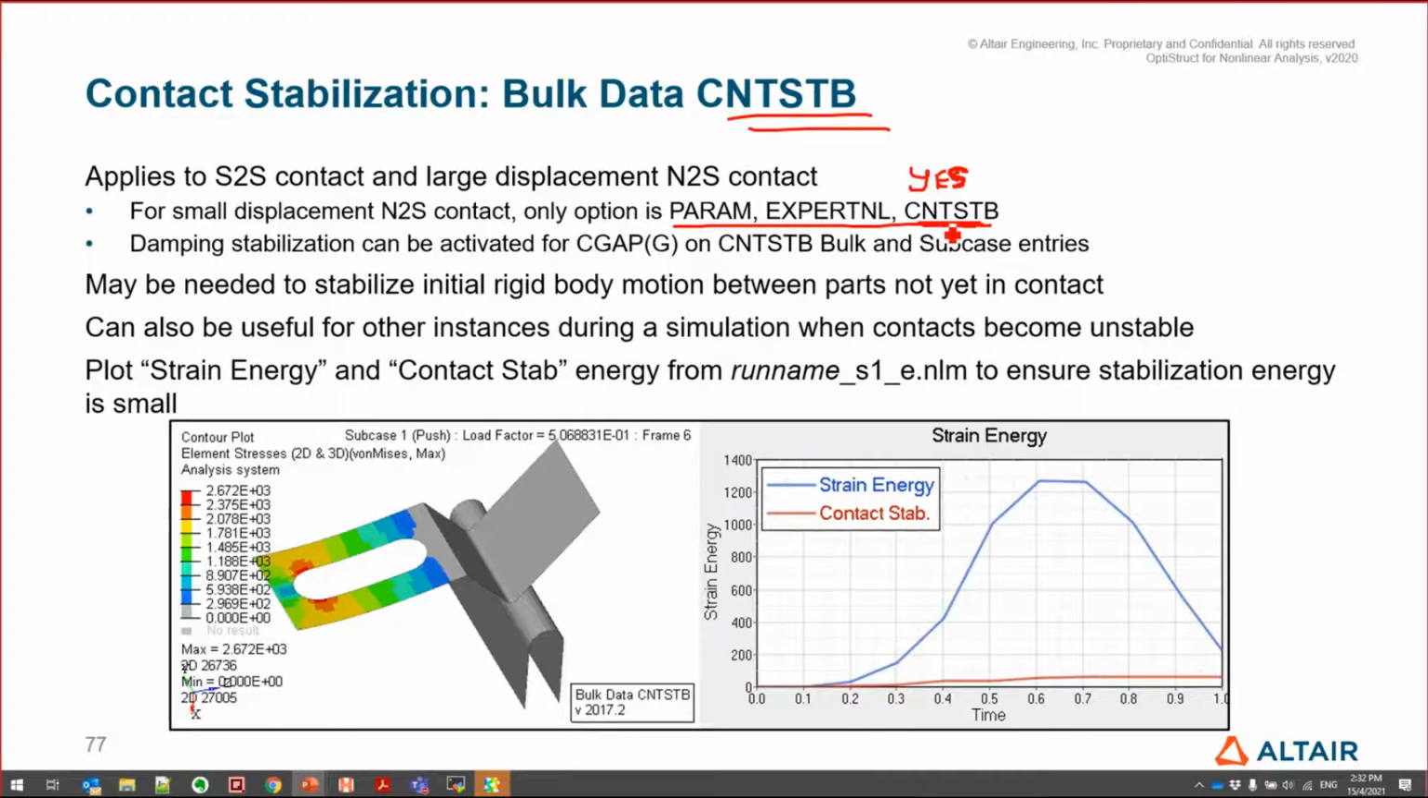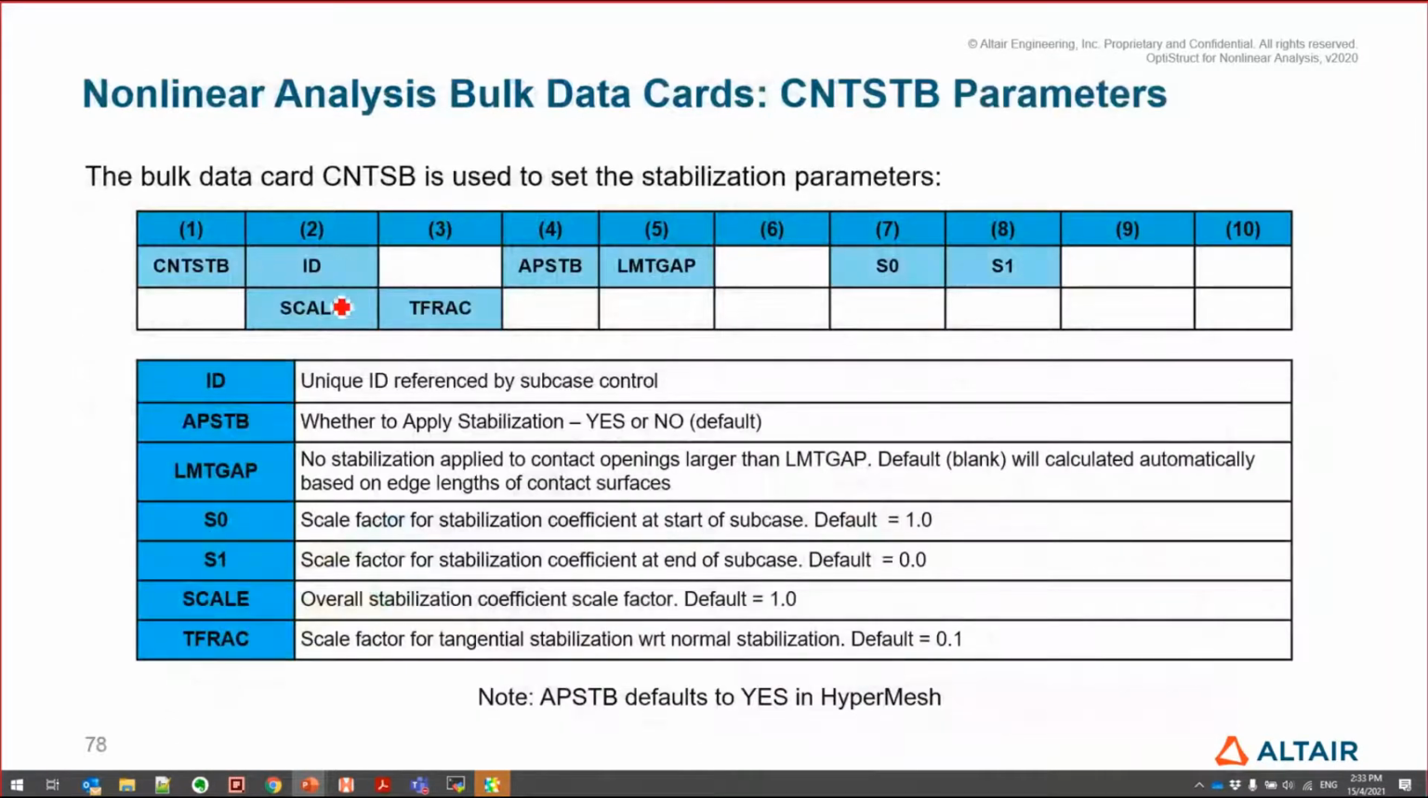Once you have this contact stabilization energy turned on, it will print out the energy that's introduced in this file here, e.nrm, and of course later on you can use the session file to plot it, so you get to see something like this, right? As long as the contact stabilization energy that's introduced is less than 10% of the strain energy, then it's okay, right? The highest is here, strain energy, so it's definitely less than that.